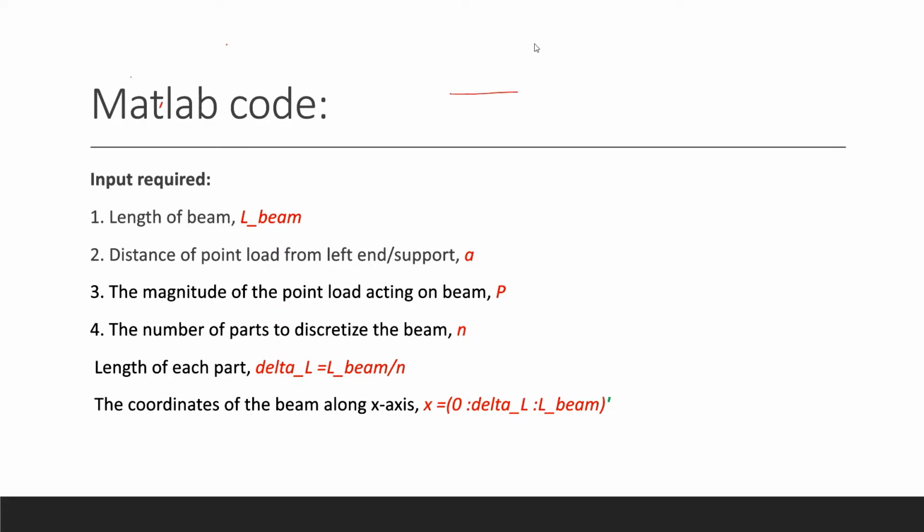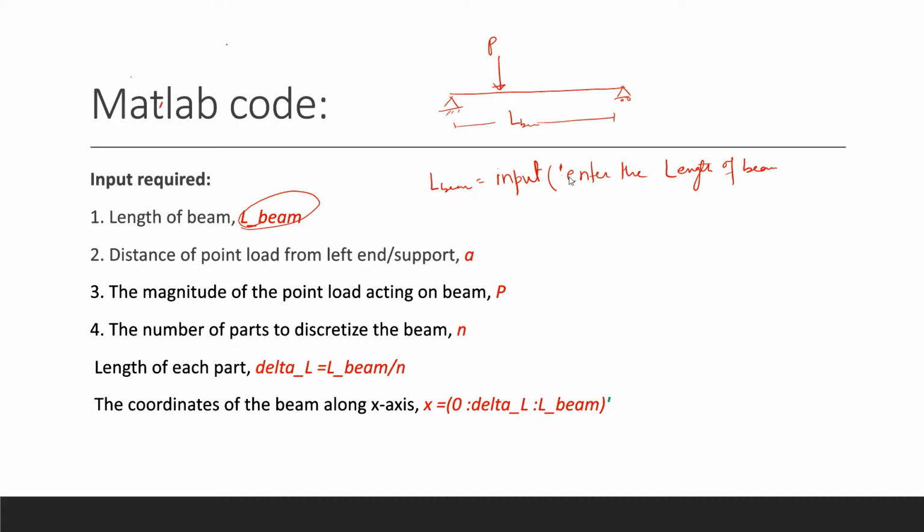So we know that there is a beam and a load P is acting. So what do we require? We require the length of the beam to be given. So in the Matlab code, we have to feed the data of what the length of the beam is. We will give a command there, input, within the quotes: enter the length of the beam.